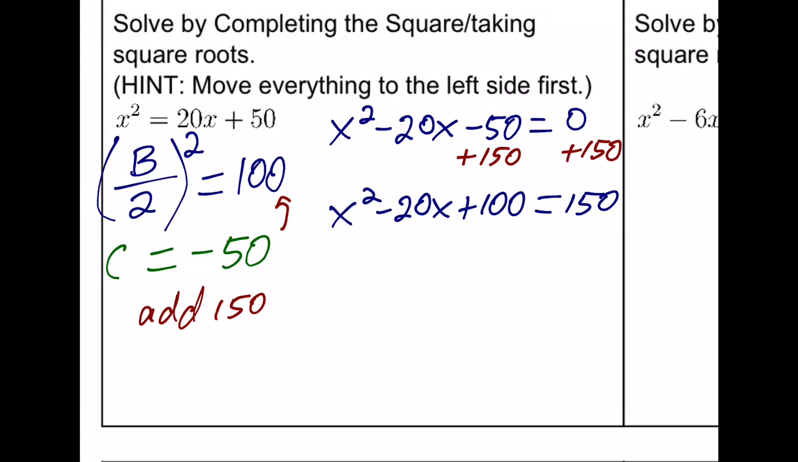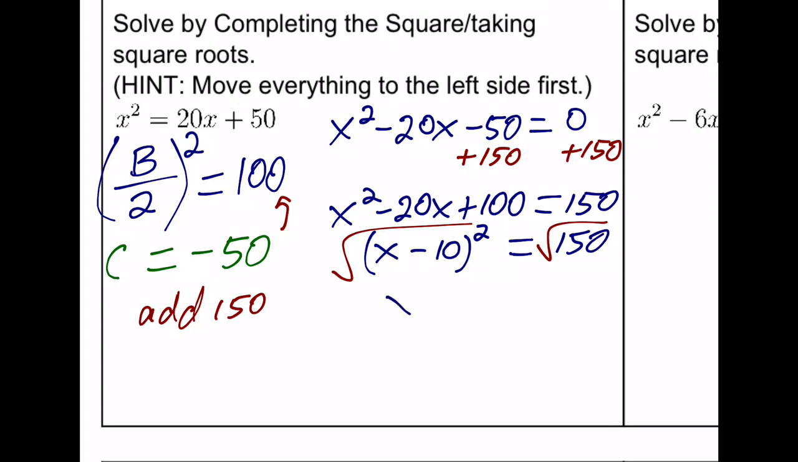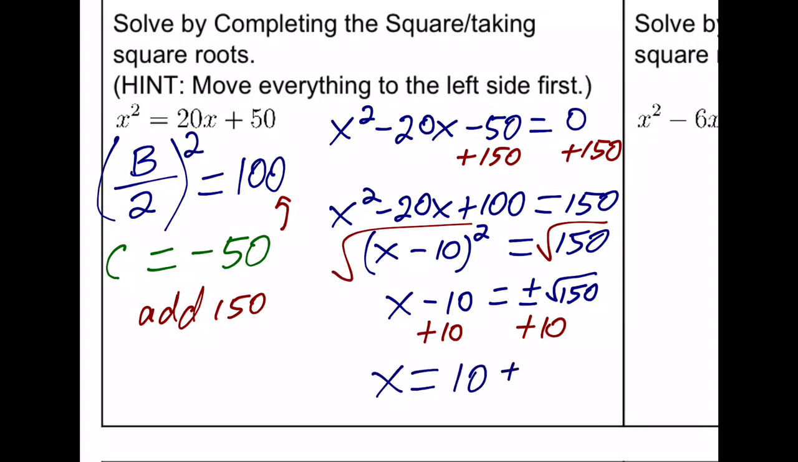Because this is now a perfect square trinomial, I can condense it to x minus 10 squared is equal to 150. I take the square root of both sides. This becomes x minus 10 is equal to plus or minus the square root of 150. I add 10 to both sides, and my final answer reads x is 10 plus or minus the square root of 150.